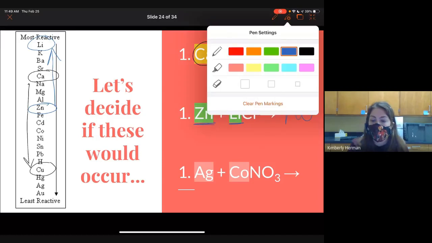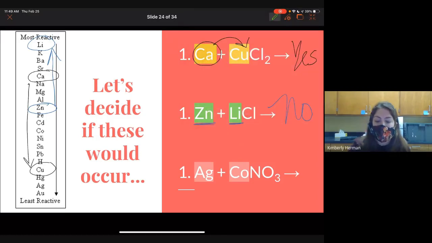Okay, so our next one, let's take a look, is going to be Ag and Co. So we find Ag here, we find Co here. Can Ag go up and replace it? This would also be a no. So remember, a higher can replace a lower, but a lower can't replace a higher.